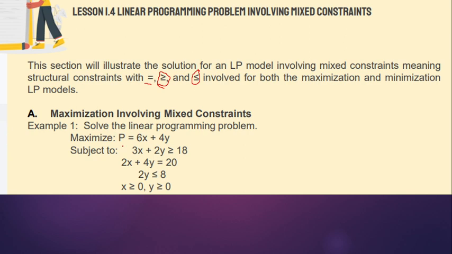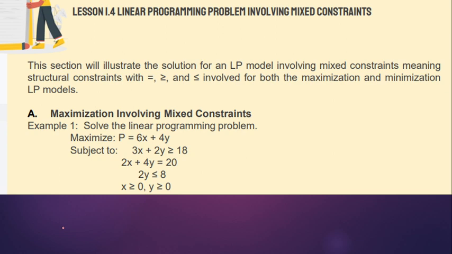As you can see in the maximization involving mixed constraint, the objective function and the inequality symbols are mixed. That means greater than or equal and less than or equal. Class, take note: in the mixed constraint, we don't need to shade the feasible region, because the feasible region of the mixed constraint lies in our line segment. That line segment of this mixed constraint is 2x plus 4y equals 20. So the feasible region lies on the feasible segment of 2x plus 4y equals 20.